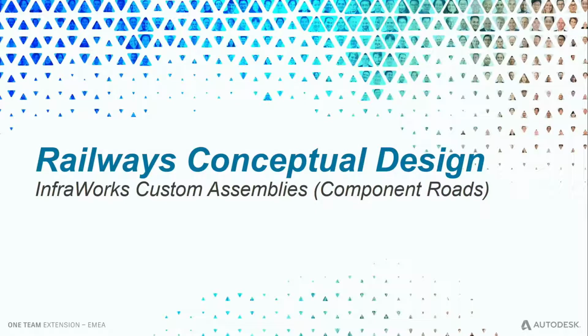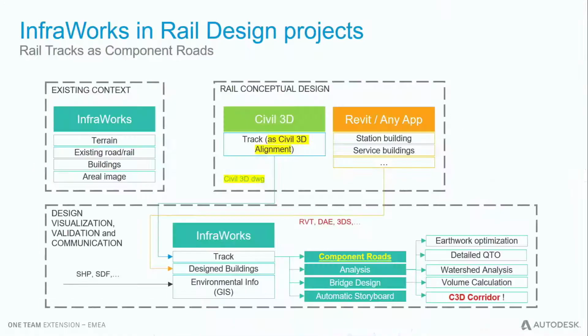Okay, what about component roads? So we discussed 3D polyline, sketching and planning roads, moving from civil to InfraWorks. What about component roads? As you already know, component roads are the highest intelligent roads within InfraWorks, and most of the development is going into them. So here we do the same trick. We use the same Civil 3D native model into InfraWorks, and we leverage it as component roads for earthwork optimization, profile and corridor optimization. We have detailed quantity takeoff, which I will show later. We can leverage watershed analysis, the total volume calculation, and in the near future, we're going to have a Civil 3D corridor from the component roads.